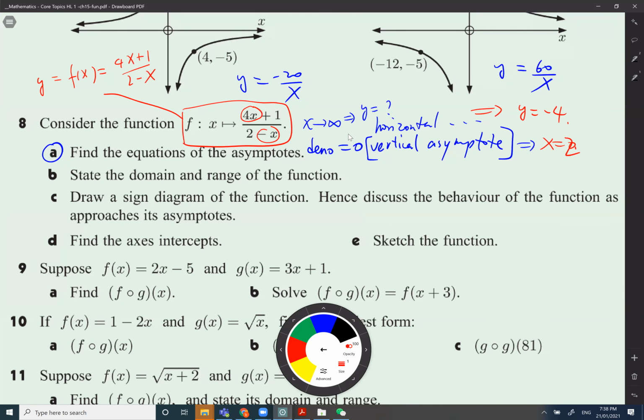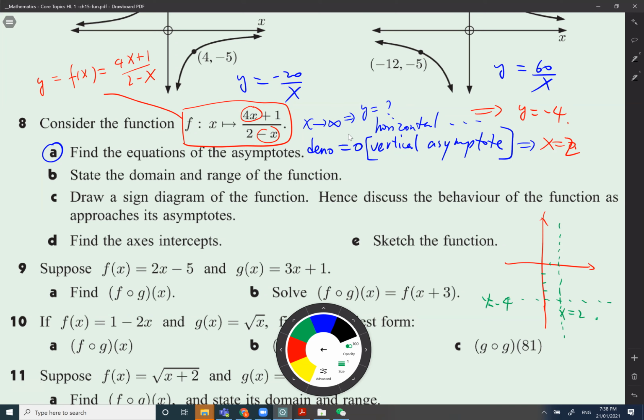We can sketch the graph already. We try part E first. x equals 2 is the vertical one here. y equals negative 4 is the horizontal one here. So that's how we sketch these two asymptotes. Asymptotes: x equals 2, y equals negative 4.